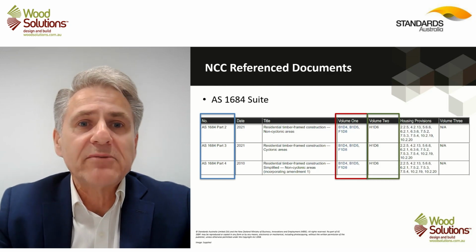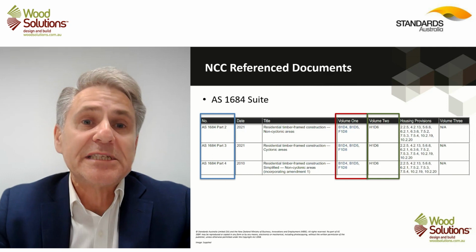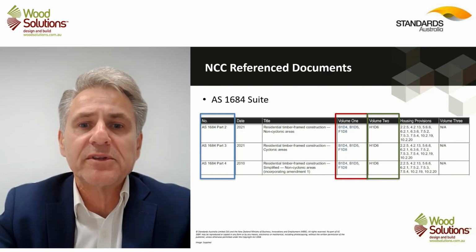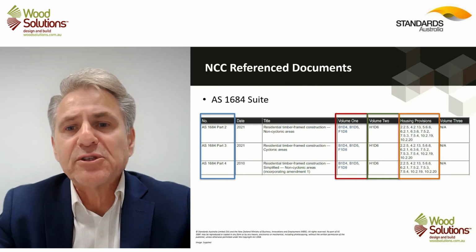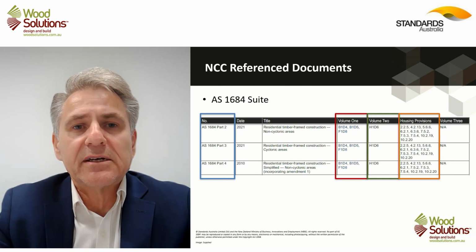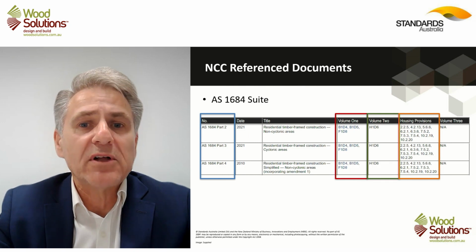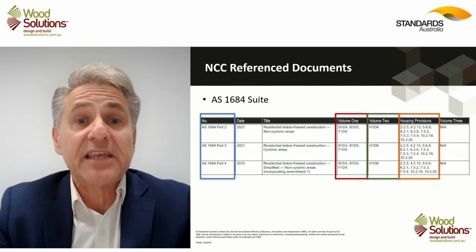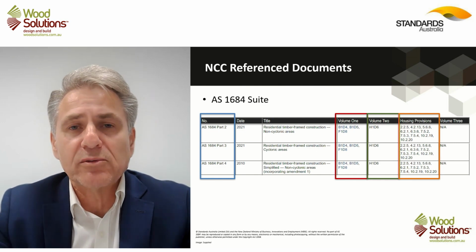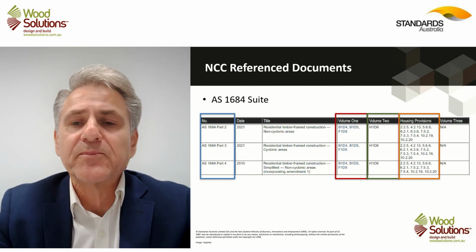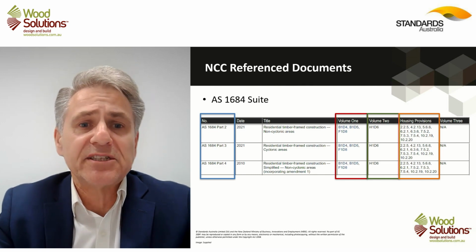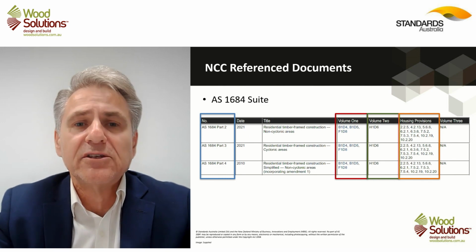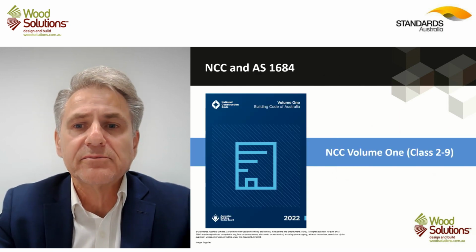Volume 2 is the key one, which is focused on domestic construction. So 1684 is a key reference document there. And then the housing provisions call up 1684 as well, but there's a range of clauses in the National Construction Code that also provide some acceptable construction solutions in there. So that's how AS 1684, each of the parts 2, 3 and 4, fit in to the National Construction Code.